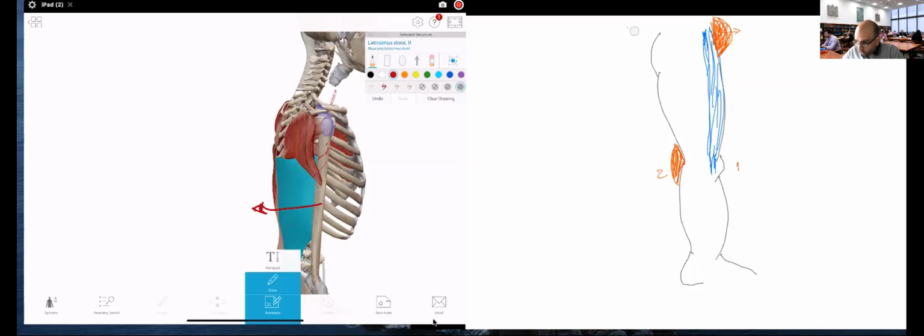So, putting this into consideration, where is the rectus femoris traveling? Is it traveling in front of the hip, in front of the knee, or behind the hip, behind the knee, or where exactly? What do you think?